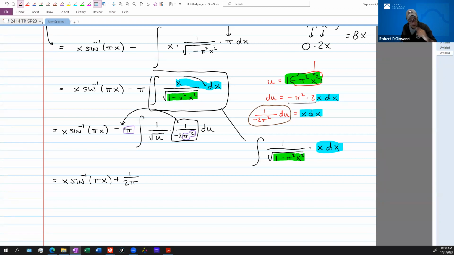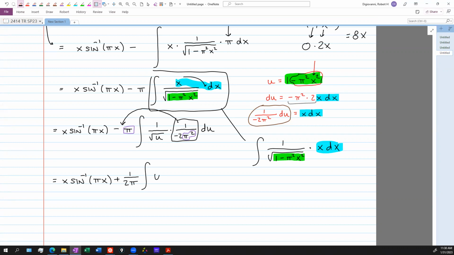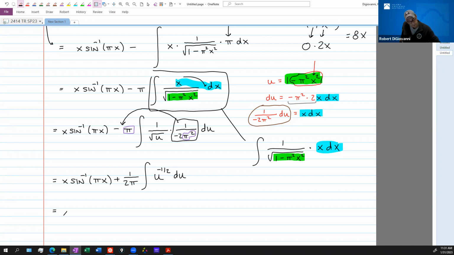And now in the integral, what am I going to do with that? Should I leave it as 1 over the square root of u? Negative 1/2. Yeah, write it as u to the negative half. That way we can use the power rule, right? Which was one of the first rules we learned when finding antiderivatives.